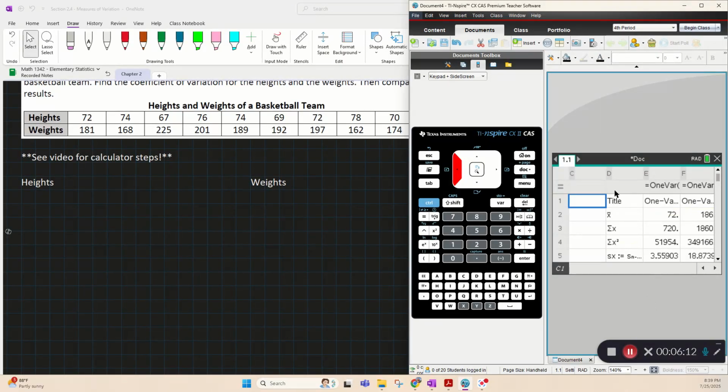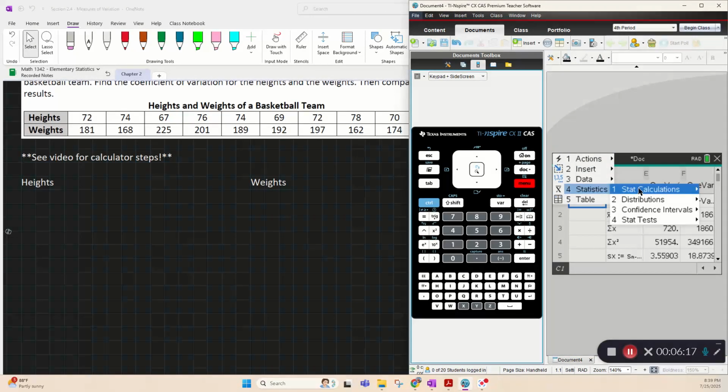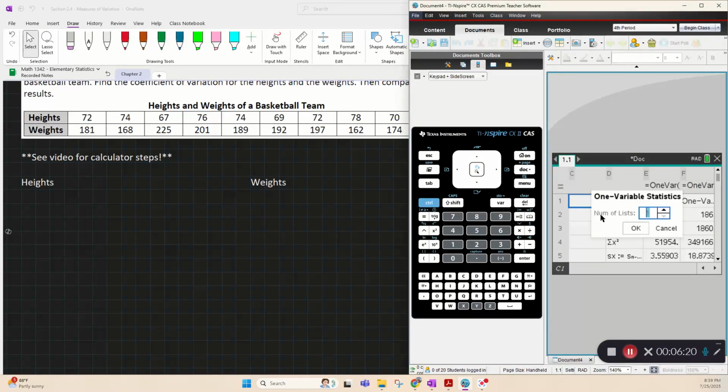Okay, so if you're like, what the heck did he just do? I'll walk through the menu steps again. I went to Menu, Statistics, Stat Calculations, and one variable stats. But I told it I want the stats on 2 lists. What 2 lists? Height and weight. So I put a 2 here, and it did both the lists for me at the same time. How cool is that? Or maybe I'm just a nerd. Either way, that's cool.